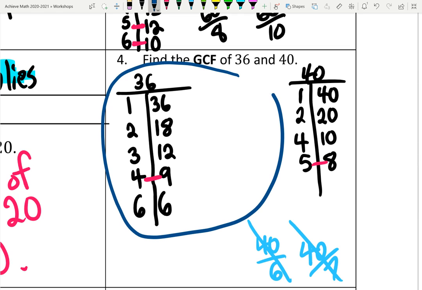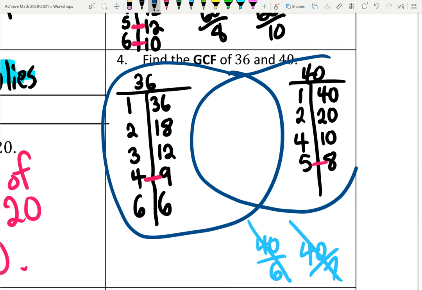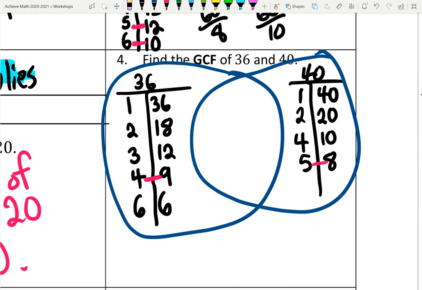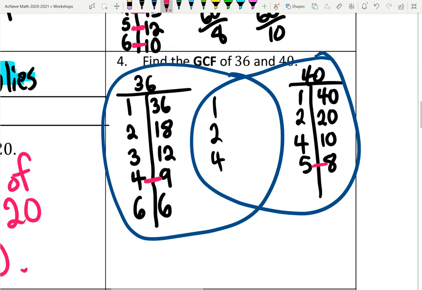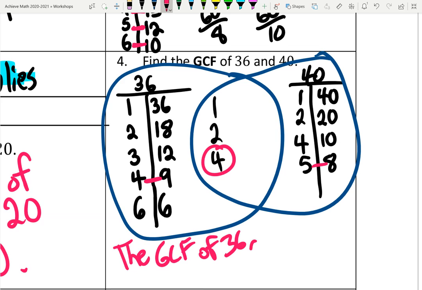My GCF is going to be, notice how I always hug the right side and the left side to give myself room. What are the numbers they have in common? 1, 2, not a 3, 4, not a 6, not an 8, not a 10, not a 20, not a 40. What is the GCF of 36 and 40? Well, the greatest common factor of 36 and 40 is 4.